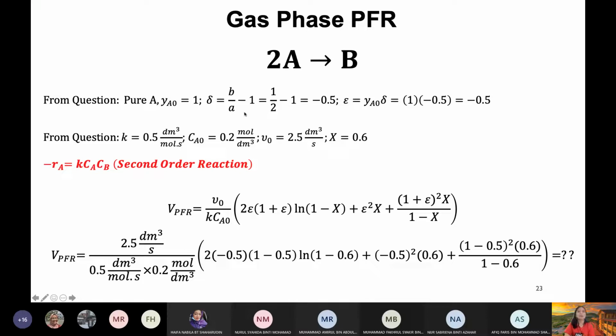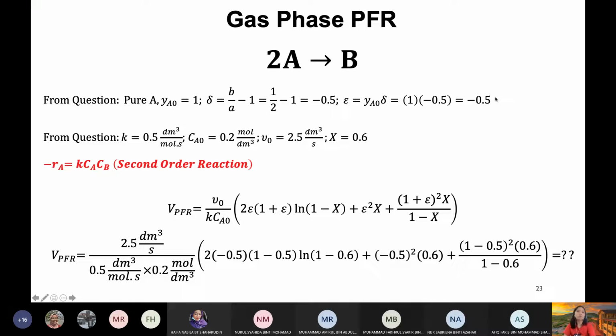Okay. So B per A is 1 over 2. So 1 over 2 minus 1, you get your sigma negative 0.5. So as I told you, dia possible untuk dapat negatif. Tak apa pun. Okay, so sigma negative 0.5. You multiply dengan YA0 tadi yang 1, you get your epsilon. So epsilon is negative 0.5.